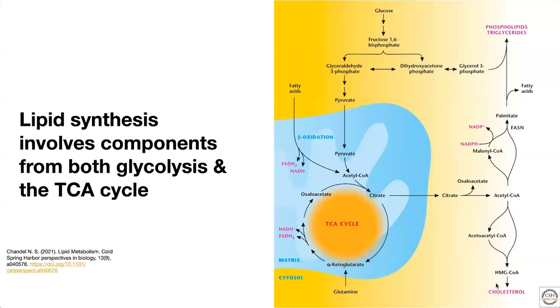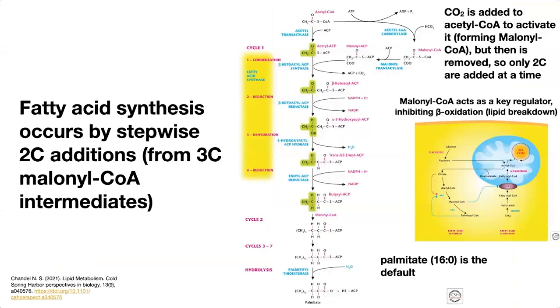Acetyl-CoA can also be used to make cholesterol and other steroids. We're not really going to talk about that, but know that there's this enzyme, HMG-CoA reductase, which is really important for this. And this is the target of statin drugs. But let's go back and let's talk about how we make these fatty acids.